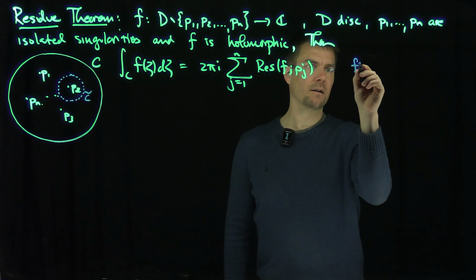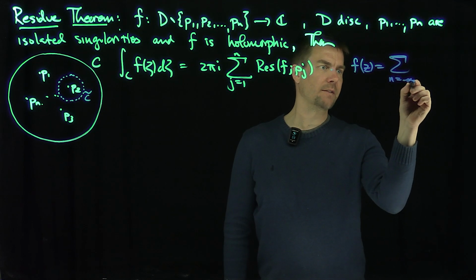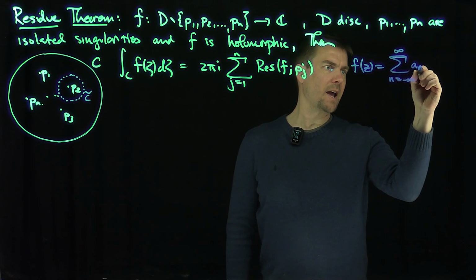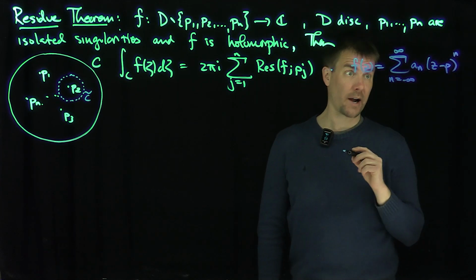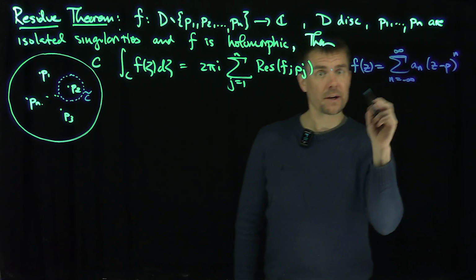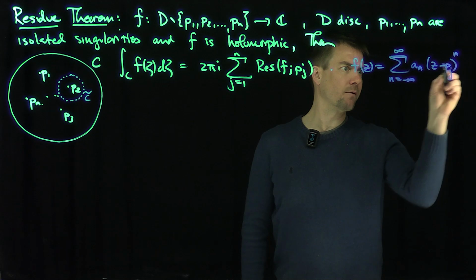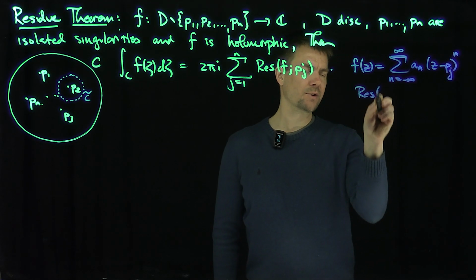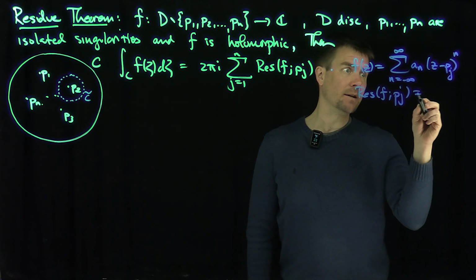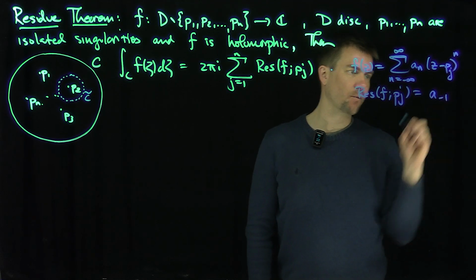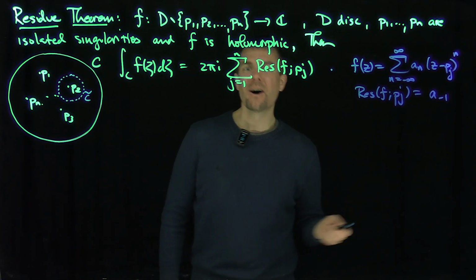We can say f of z is going to be the sum, n goes from negative infinity to infinity, of some numbers a_n times (z minus p) to the power n. And then a_{-1} here is the residue. We can do this for any pj, for example. So the residue of f at pj is just that number a_{-1}, the a_{-1} term in the expansion. It's the only one that integrates to anything, and that's basically the whole idea of the residue theorem.